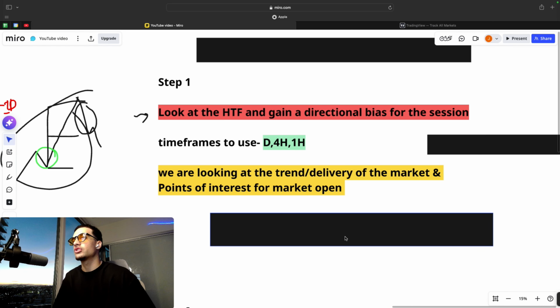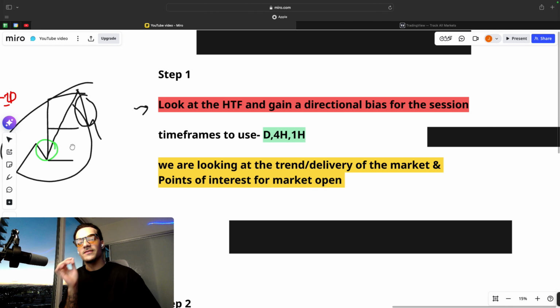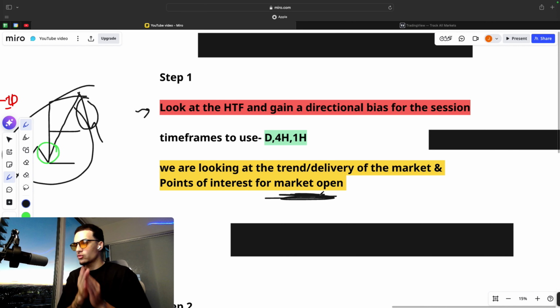So the last part to step 1 is we are looking for trend and delivery of the market and points of interest at market open. I want you guys to understand market open. This is a market open strategy. You're going to be trading right at New York open. We're catching the move right out of open.